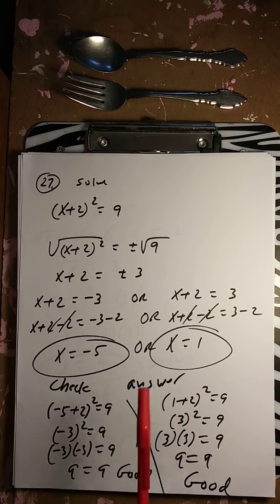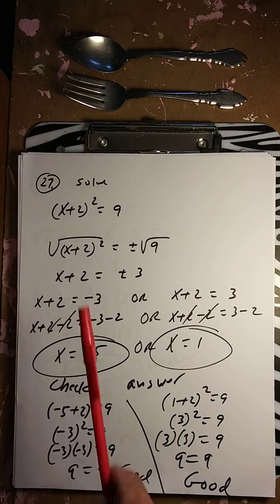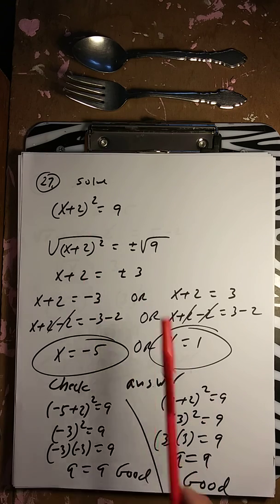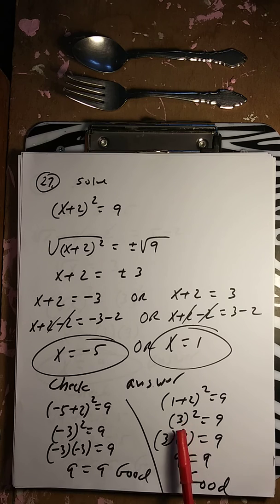Maybe. Let's check them. Put the negative 5 in the original problem. Negative 5 plus 2 is negative 3, and negative 3 squared is a positive 9. Does that match? Yes, it's good. Put the 1 in the original problem. 1 plus 2 is 3. 3 squared means 3 times 3. Is that 9 equals 9? Yes, that's good too. So they both work. I checked it.